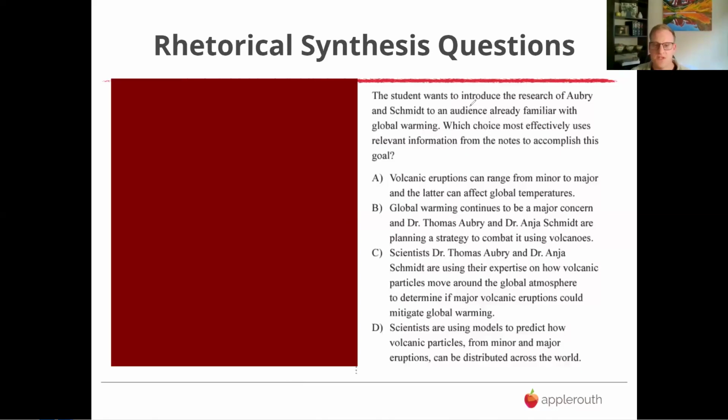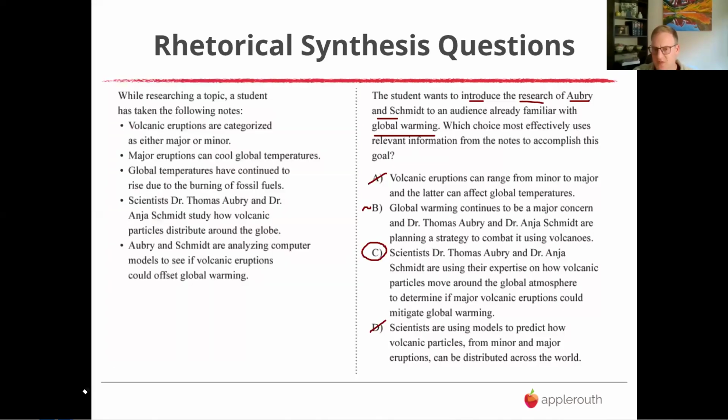Our job is the student wants to introduce the research of Aubrey and Schmidt to an audience already familiar with global warming. Well, let's see if there's any answers that just don't introduce their research. Like again, on test day, I might take a bit longer, but neither of them mention the names, so I doubt it. And then B, global warming continues to be a major concern. Well, if you're already familiar, we don't need to say that. And then I'm not sure they introduced the research that well there, whereas C introduces it very nicely, kind of tells us what they're doing. And if we now erase the bullets, we can prove it. But again, we usually do not need that.